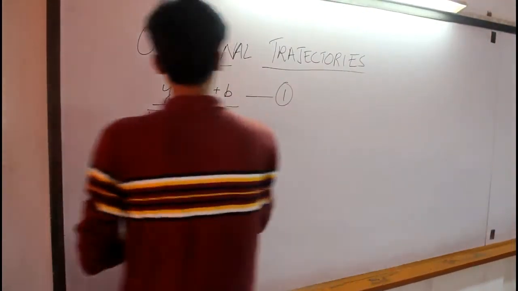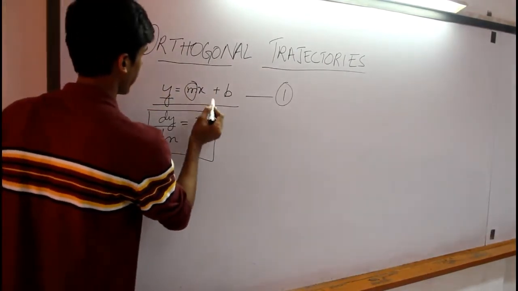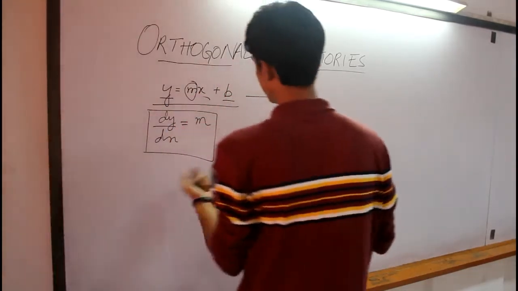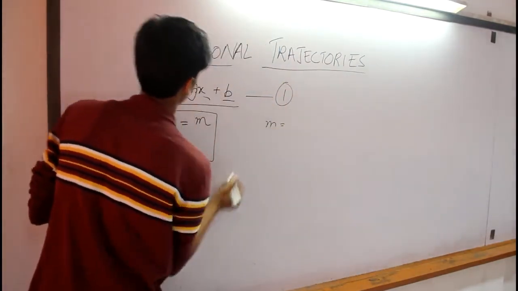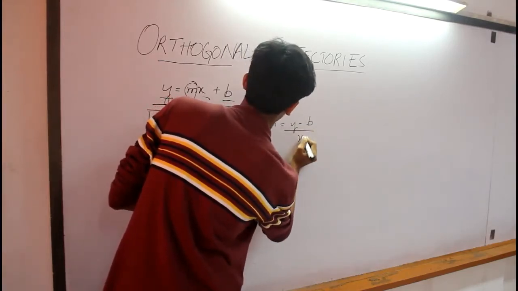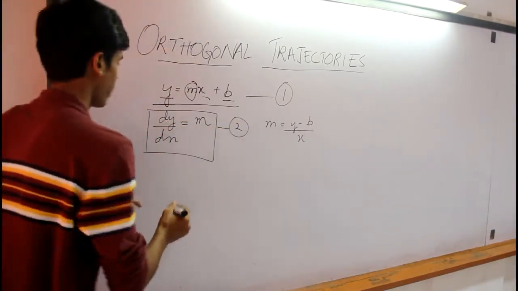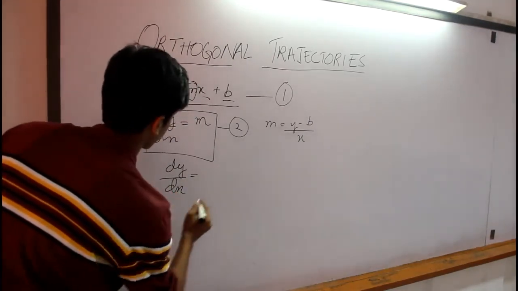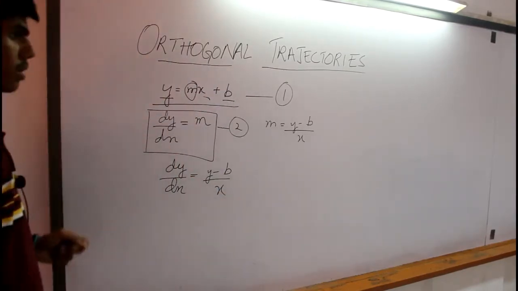Now if you look at m over here, m is also a function of y and x, and it changes with the changes in b. So from this equation we get m equals y minus b divided by x. When we put this in equation 2, we get dy by dx equals y minus b divided by x.